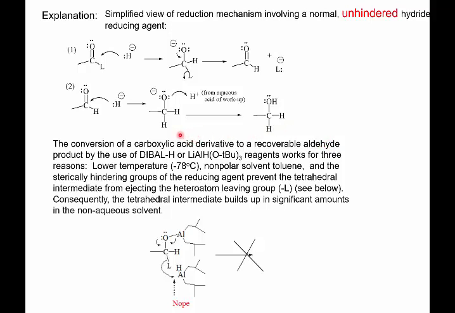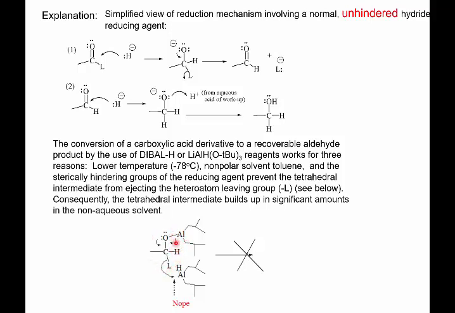Reducing a carboxylic acid derivative to an aldehyde through the use of the designer reducing agent works for really three reasons. First of all, the low temperature, -78, the fact they're using a nonpolar solvent, toluene, and the sterically hindering groups of the reducing agent. And right now, the key is that the designer reagents are going to cause an addition across the C=O double bond, as we saw before. And we have basically a tetrahedral intermediate here.